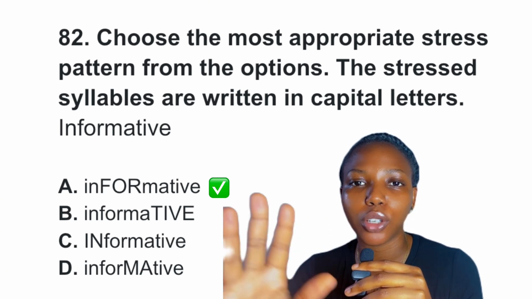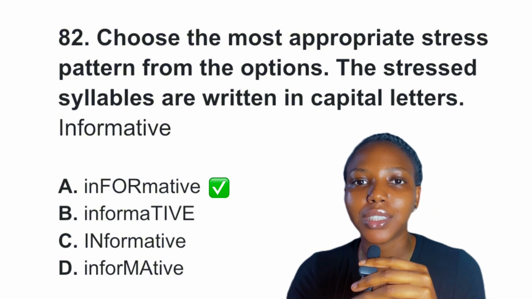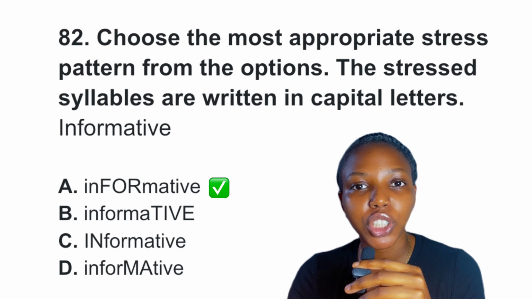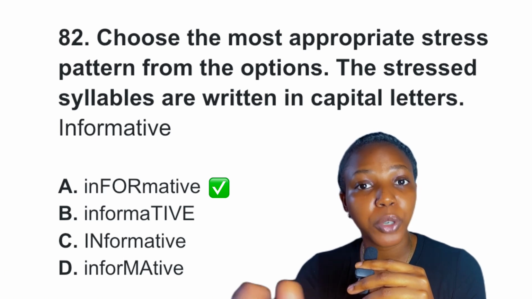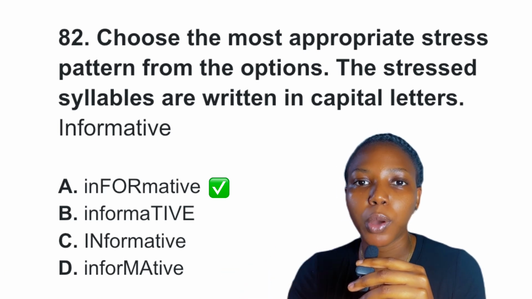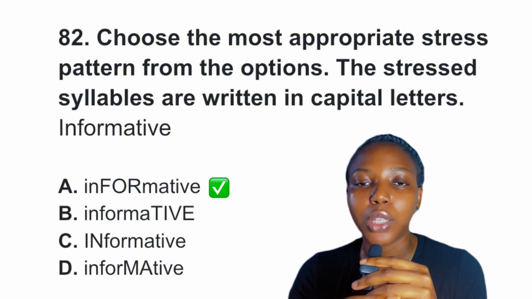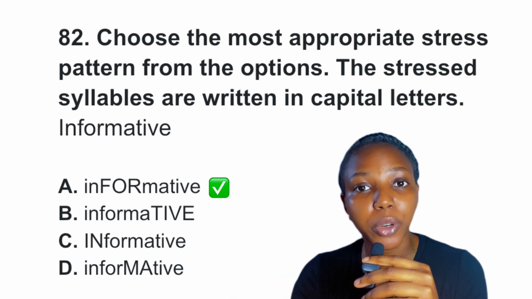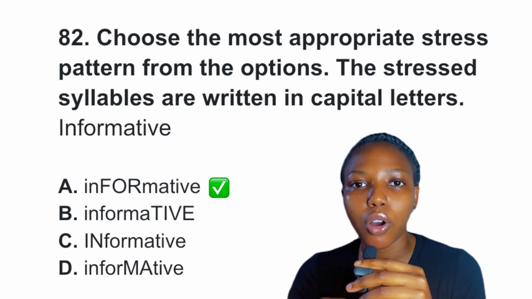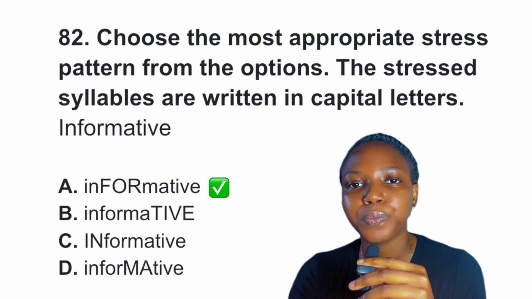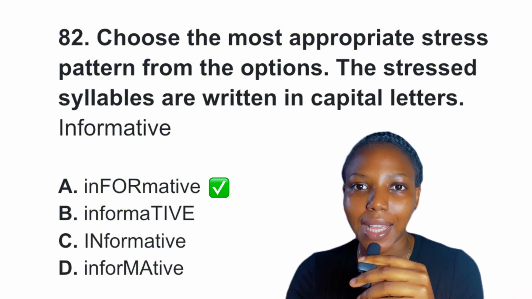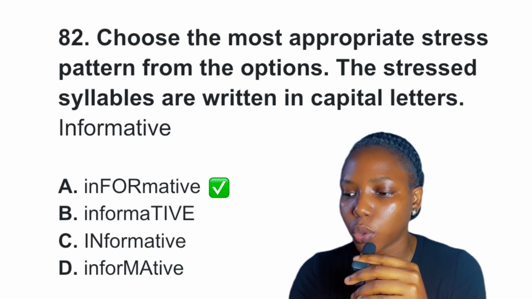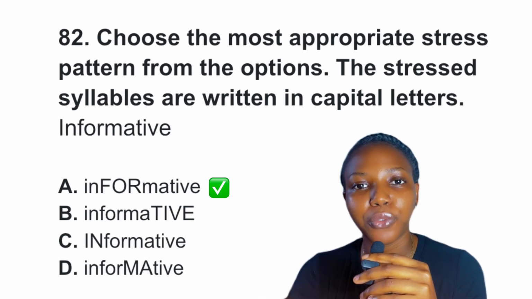So when we have ative, it does not affect the syllable that carries stress. So we have informative. We have other examples like appreciate. When you add ive, it becomes appreciative, same stress pattern. When we have investigate and you add ive, it becomes investigative. Cooperate, cooperative, the same stress pattern. There are other suffixes that do not affect the stress pattern, like ness, less, ly, hood, and so on and so forth. So the answer to this question is definitely option A, informative.